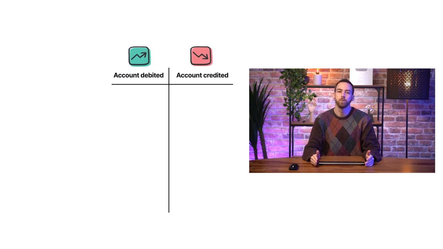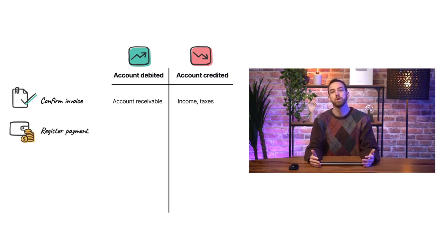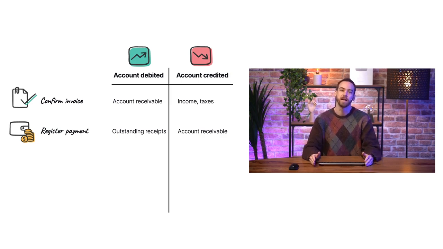In the standard invoicing workflow, confirming an invoice creates a journal entry that debits the account receivable, indicating that the customer owes us money, and credits one or multiple income accounts and tax accounts. Then, registering a payment creates a journal entry that debits the outstanding receipts account and credits the account receivable. This balances the account receivable, meaning the customer doesn't owe us any more money, and the debit in the outstanding receipts account indicates that we've received this payment and that we'll need to reconcile once it clears the bank and we see it in our bank transactions.